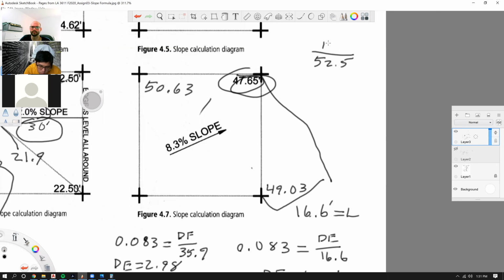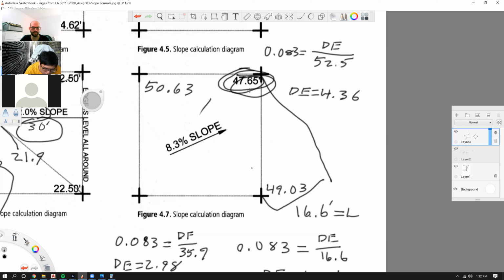52.5 under DE equals 0.083. Sorry, that's a little messy. So 52.5 times 0.083 equals 4.36. We're going to round that up to. DE equals 4.36. And so we're going to take that 4.36 and again add it to this guy, which we measured from initially.